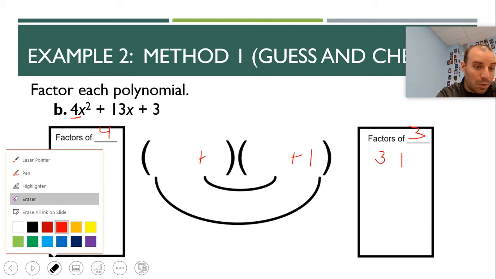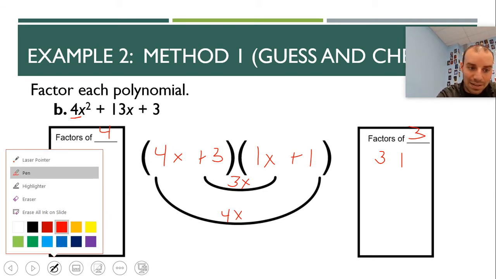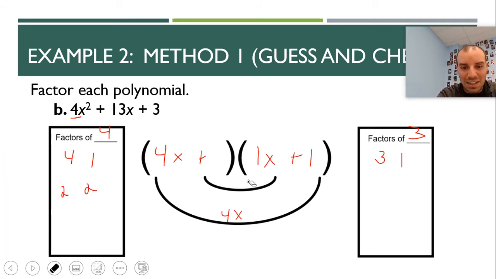So I'm going to try with 4 and 1. So maybe I'll try 4x plus 3 and then 1x plus 1. Well, let's see what we get there. We get a 3x here and a 4x here. Nope, that adds to 7x. So you see the problem with the guess and check technique? It could take a while to get your right answer.